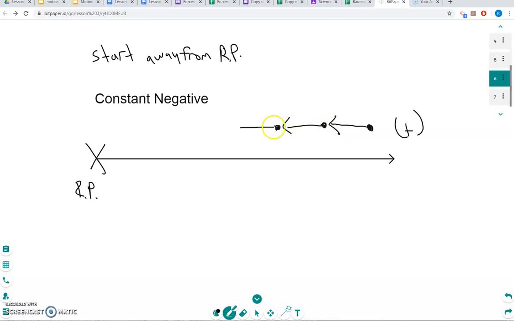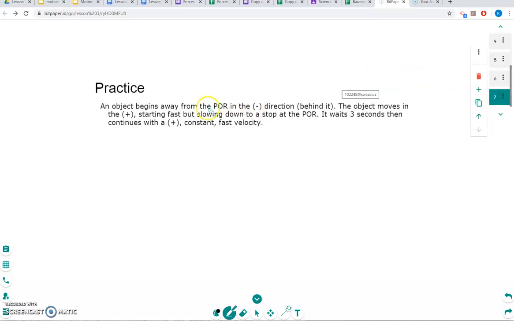And you'll notice I'm trying to do this with a constant velocity as well, right? So this is time 0, 1, 2, 3. So we'll say that we're starting away from the reference point, traveling with a constant negative velocity for 3 seconds. Okay, so that's how you would do a problem like this.